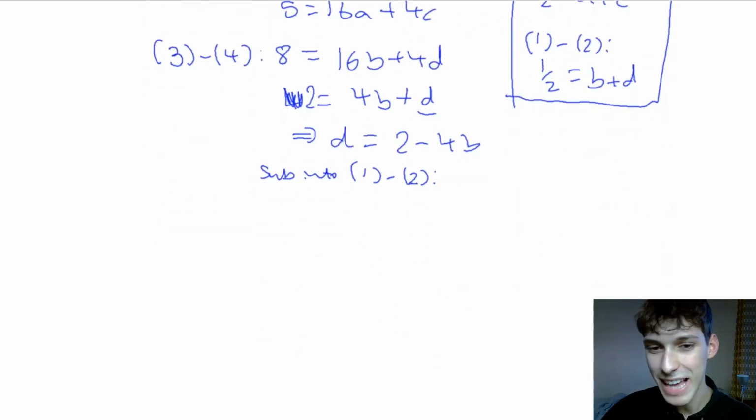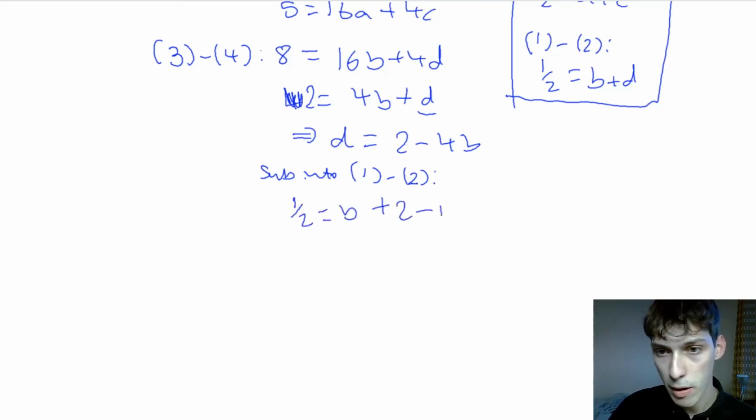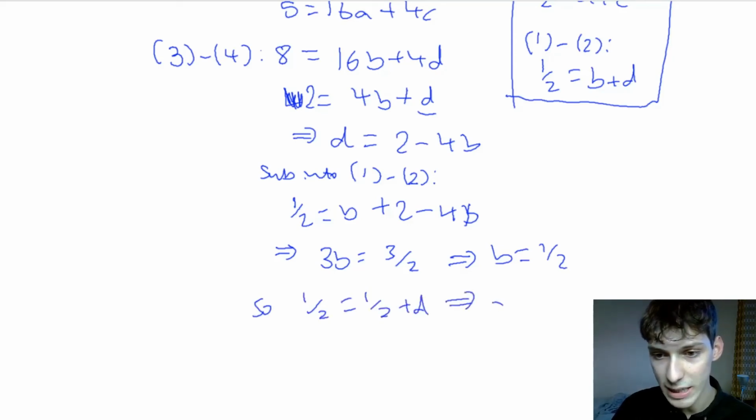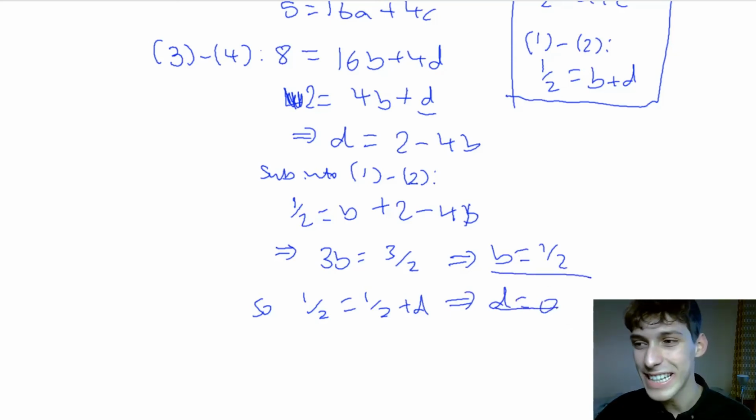It's getting a bit messy, the algebra, but I think if we just press on, it will come out something nice, hopefully. We have a half is equal to b plus 2 minus 4b. That's substituting in our value for d, which gives us that 3b, moving the b's over to the other side, is equal to 3 over 2. So b is equal to a half. And then we can substitute this into our equation for b and d. So a half is equal to a half plus d, which gives d is equal to 0. Okay, getting there. Got 2 of the values, just need to find a and c now.